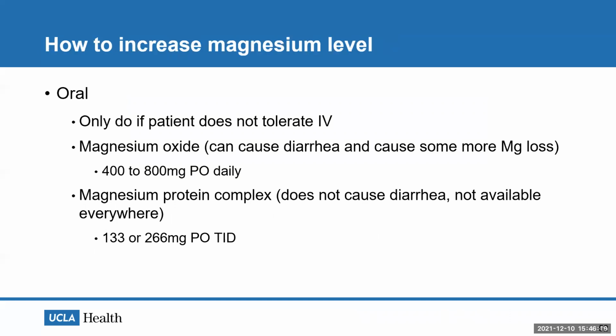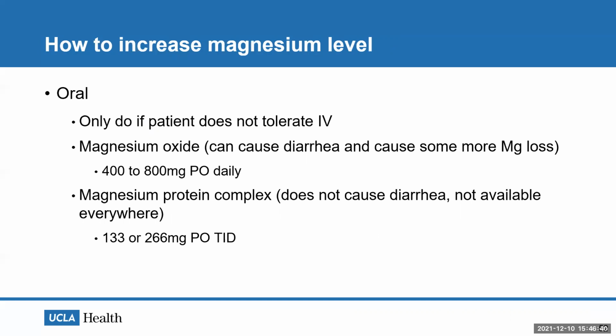So you can do it orally, only if patients do not tolerate IV. Oral magnesium is pretty ineffective. There's 2 main formulations: magnesium oxide, which can cause diarrhea. And as you saw on the last slide, diarrhea can actually cause magnesium loss. So I think overall there is still a net gain of magnesium, but it's not that much.